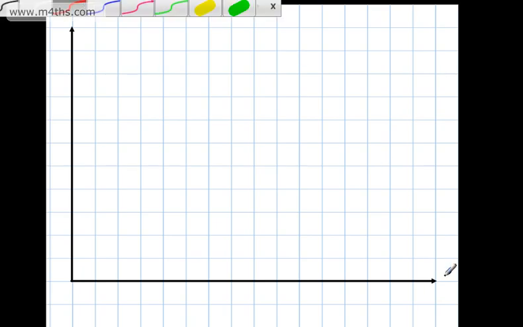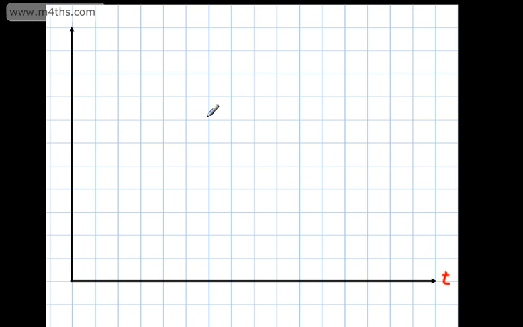So let's go ahead and put this on. So we'll have t and we'll have d. So this is the distance from a fixed point. This fixed point, for example, might be home. So we might look at examples when you're 3 kilometers away from home, 5 kilometers, and so on and so forth. What we're going to do is graph a journey.